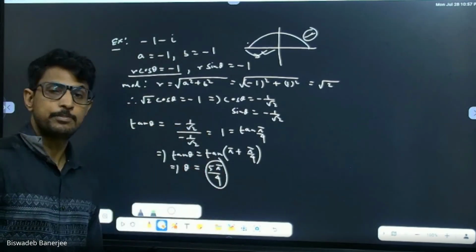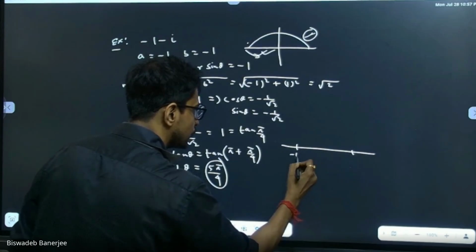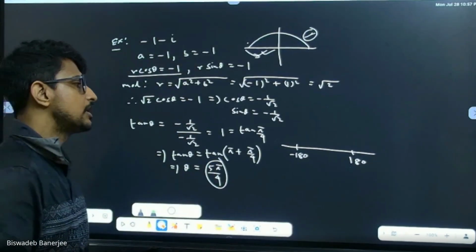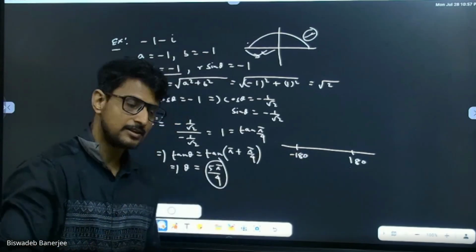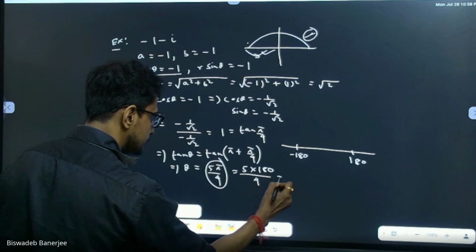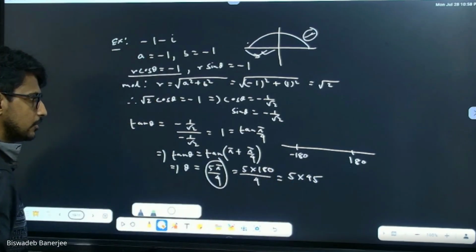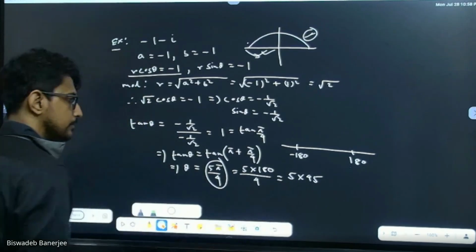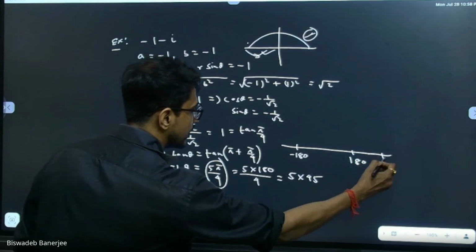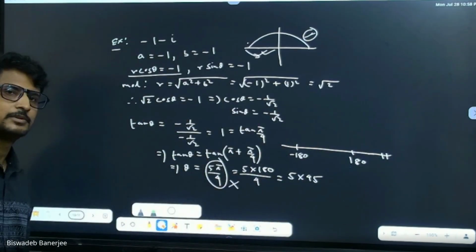My theta becomes 5 pi by 4. But our target is always to find the principal amplitude. See that 5 pi by 4 does not belong to this range. Why? Let us take pi equal to 180, as we know. And this will be 5 into 45, and 5 into 45 is outside this range. That means this value is not my principal amplitude.